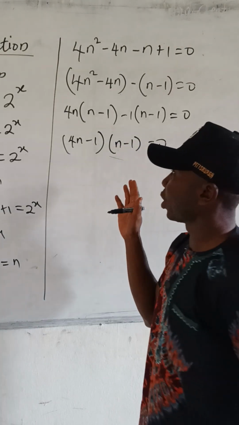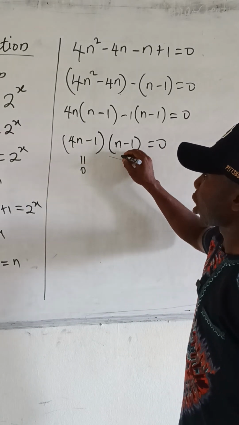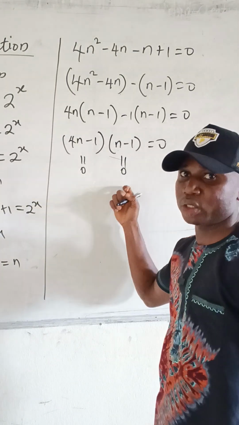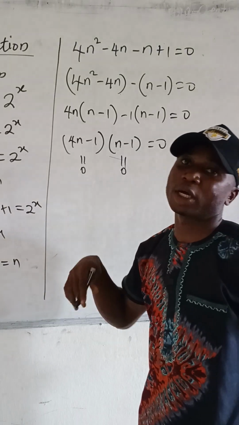So when you have something like this in mathematics, it means this one is equal to 0 and this one is also equal to 0, or this one is equal to 0 and this one is not equal to 0. For this purpose, we are going to check them that all of them are equal to 0.